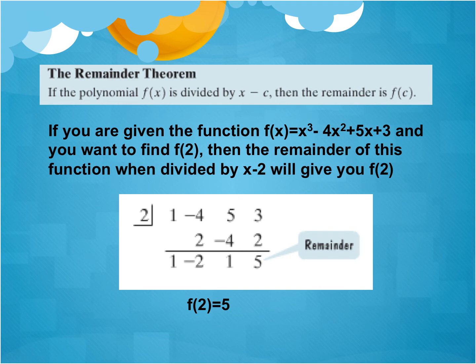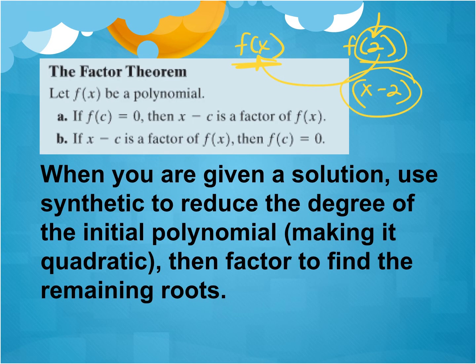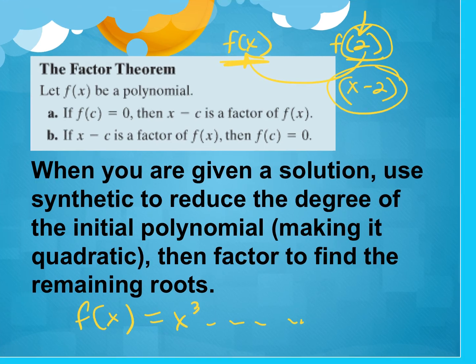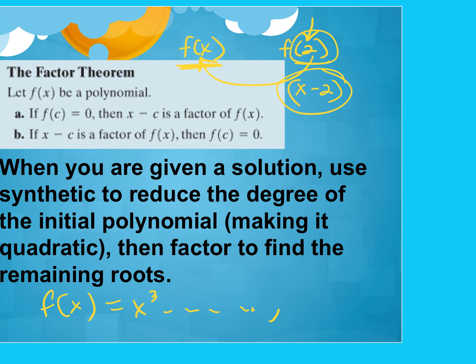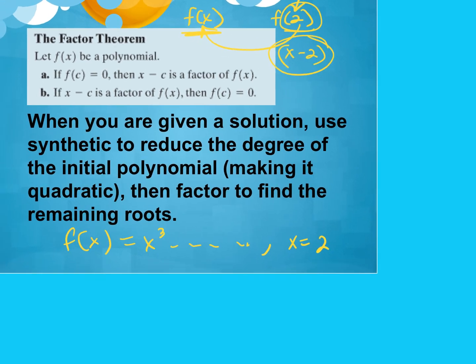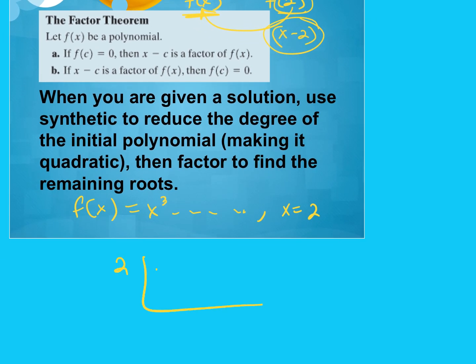All right. So the last piece. In this case, you're going to get given an f of x equals x to the third something. And you're going to get given one root. Given x equals, let's say it's 2. I'm going to take the 2 and put it on the outside. I'm going to use synthetic division here by bringing these down. My answer is going to have a remainder of 0 because this is a factor. It told me it's a factor. If it doesn't have a remainder of 0, I did something wrong.